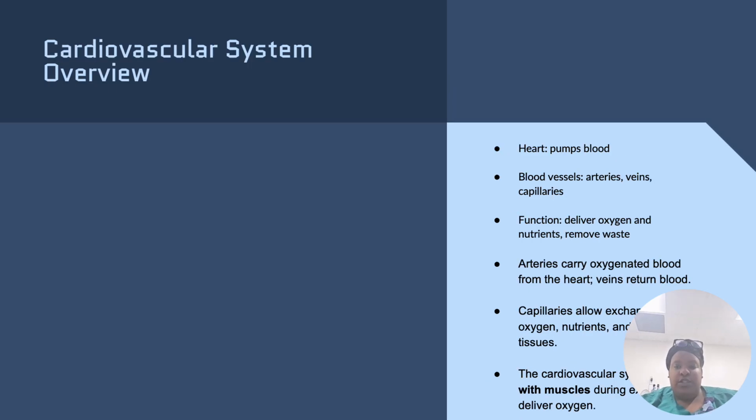Now let's move into the cardiovascular system. As we all know, the heart acts as a pump, moving blood through a network of blood vessels: arteries, veins, and capillaries. The arteries carry oxygen-rich blood away from the heart. Veins return it back to the heart, and the capillaries allow for exchange of oxygen and nutrients in the tissues. During exercise, the cardiovascular system works closely with your muscles to deliver oxygen and also remove waste from the body.